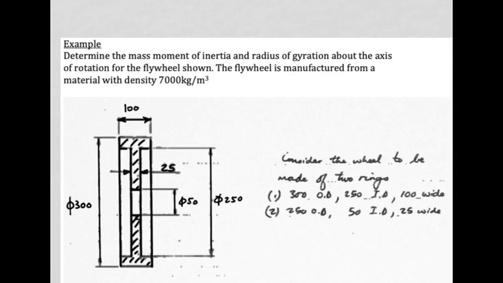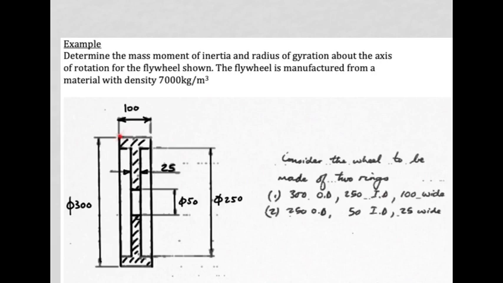So with all of that in mind, let's start with an example. We're going to determine the mass moment of inertia and radius of gyration about the axis of rotation, which would be through the center for a rotating object. That's fairly obvious in this case. The flywheel is manufactured from a material of density 7,000 kilograms per cubic meter. Okay, so what you're going to be doing here is you're going to break up the flywheel into known annular rings or solid discs, whichever is appropriate. In this case, it'll all be annular rings.